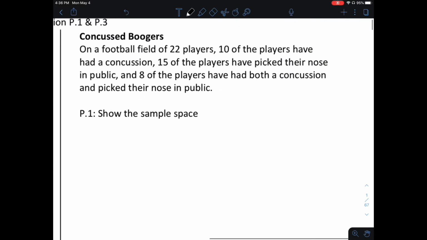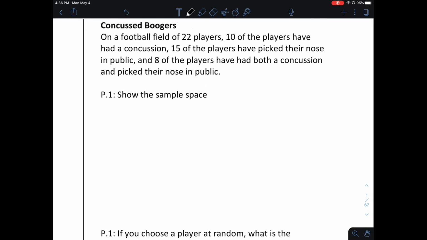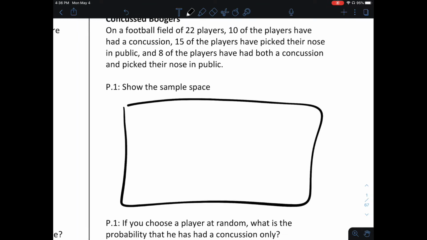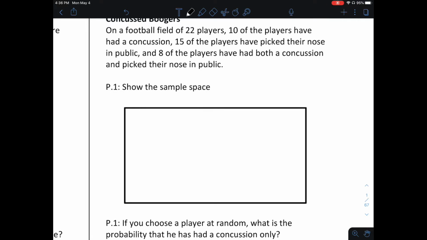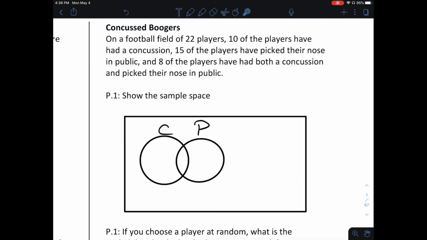Let's go on to concussed boogers. On a football field of 22 players, so we got 22 players in total. 10 of the players have had a concussion, 15 of the players have picked their nose in public, and 8 have had both a concussion and pick their nose in public. Well, let's draw a rectangle for the sample space. Let's draw a circle for the students that have had a concussion, a circle for the pickers out there, and this is referring to football players, so that's everything inside the rectangle.